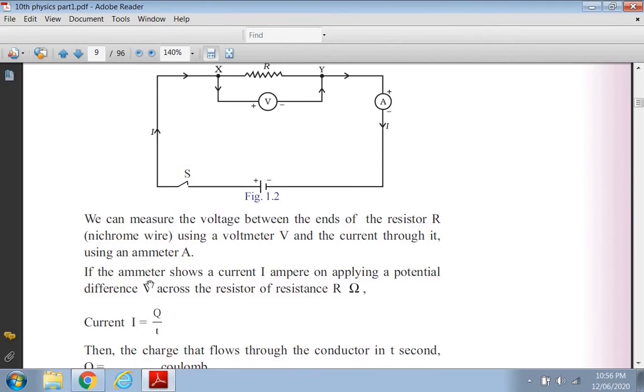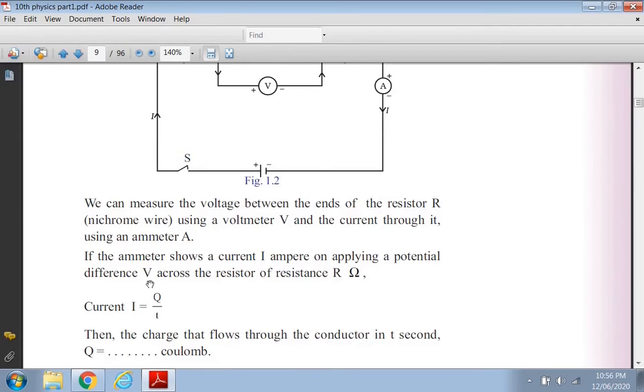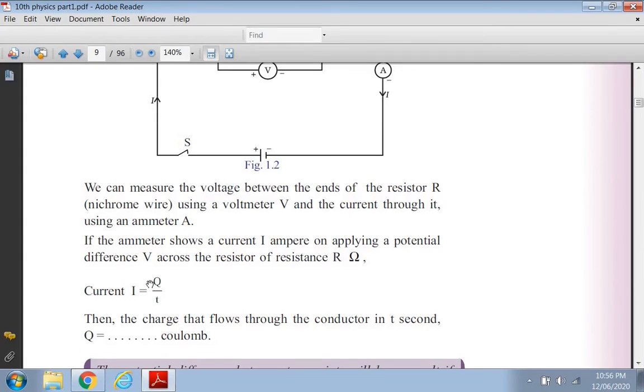What is the use of the voltmeter? The voltmeter is used to measure the voltage V, and the ammeter is used to measure the current.